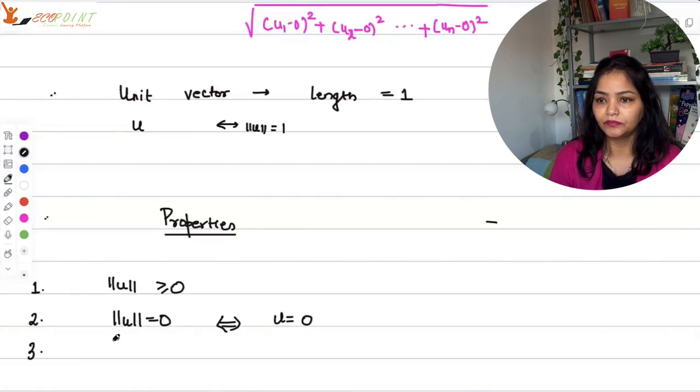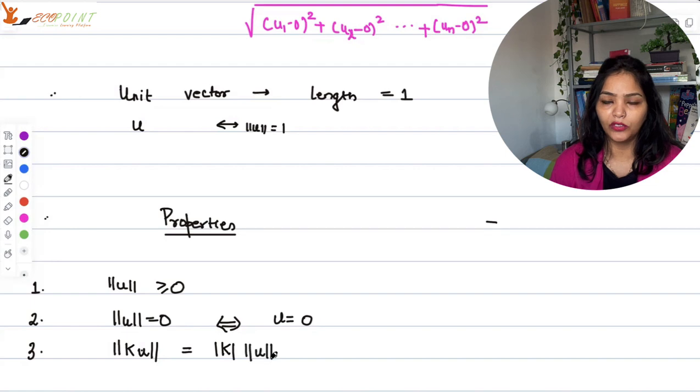Third property: if you try to take the length of k times u, where k is any scalar, and you try to find the length of that, that will always be equal to the absolute value of k times the norm of u. Why absolute value? Because norm cannot be negative. k could be negative, but when you take k out of the square root, just take an example.